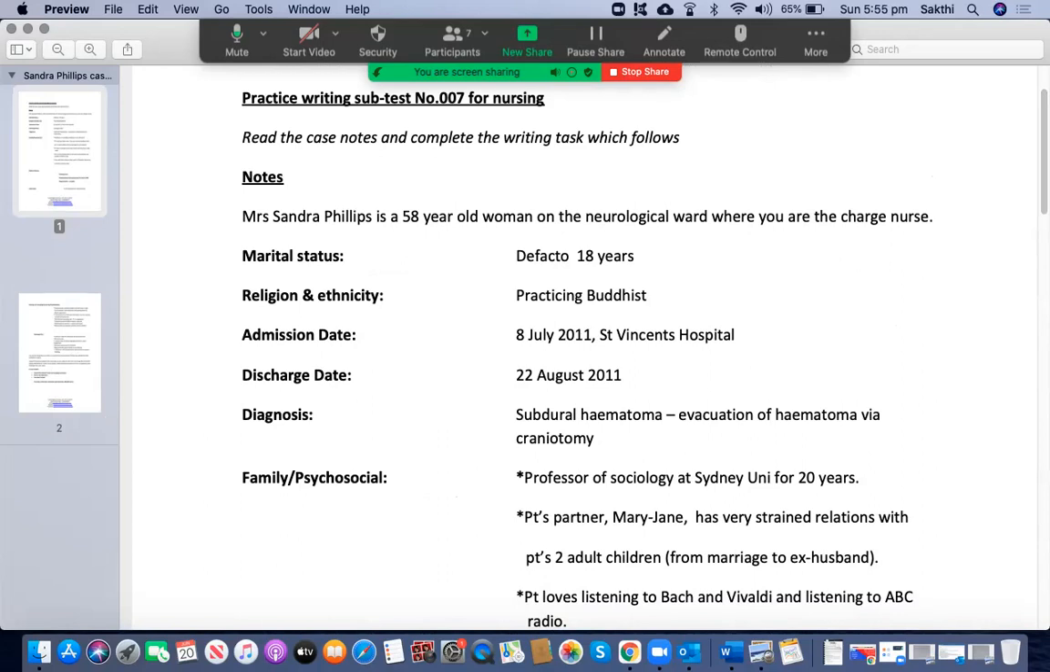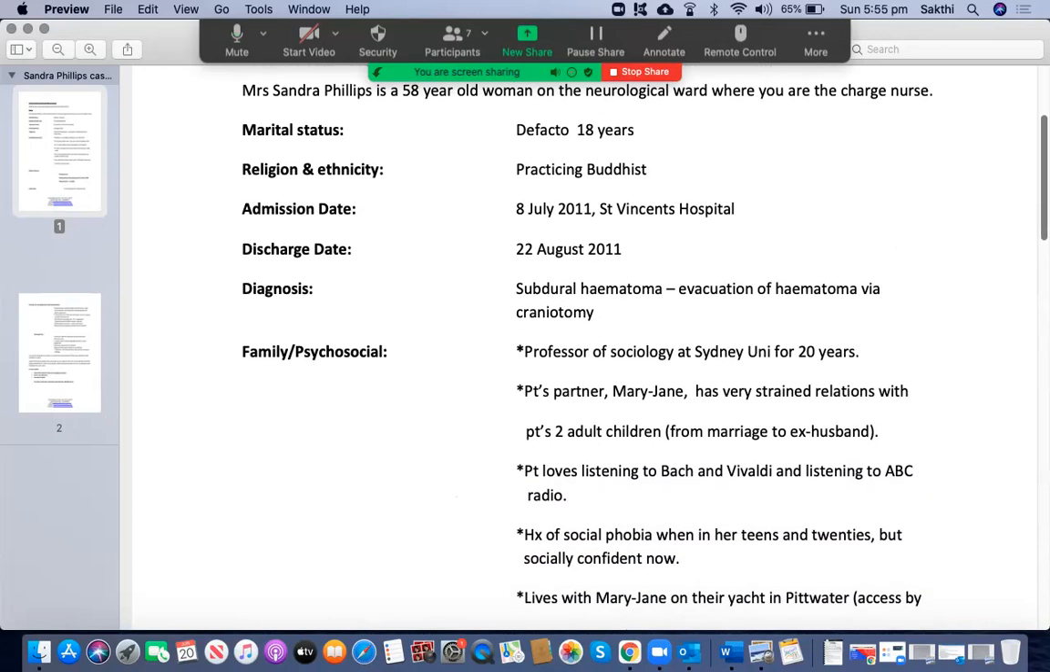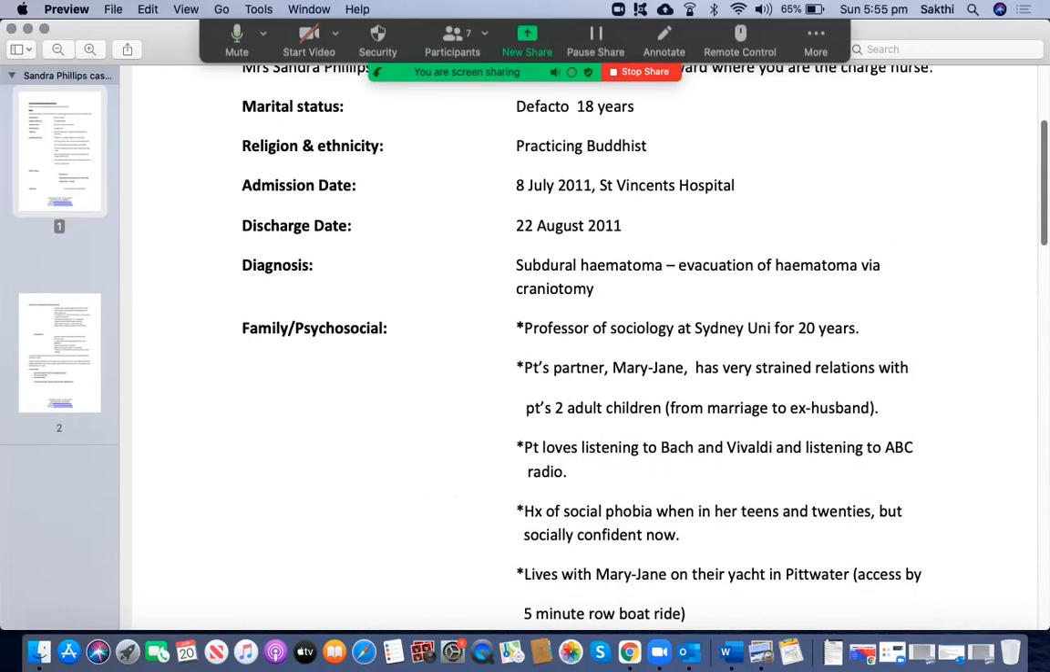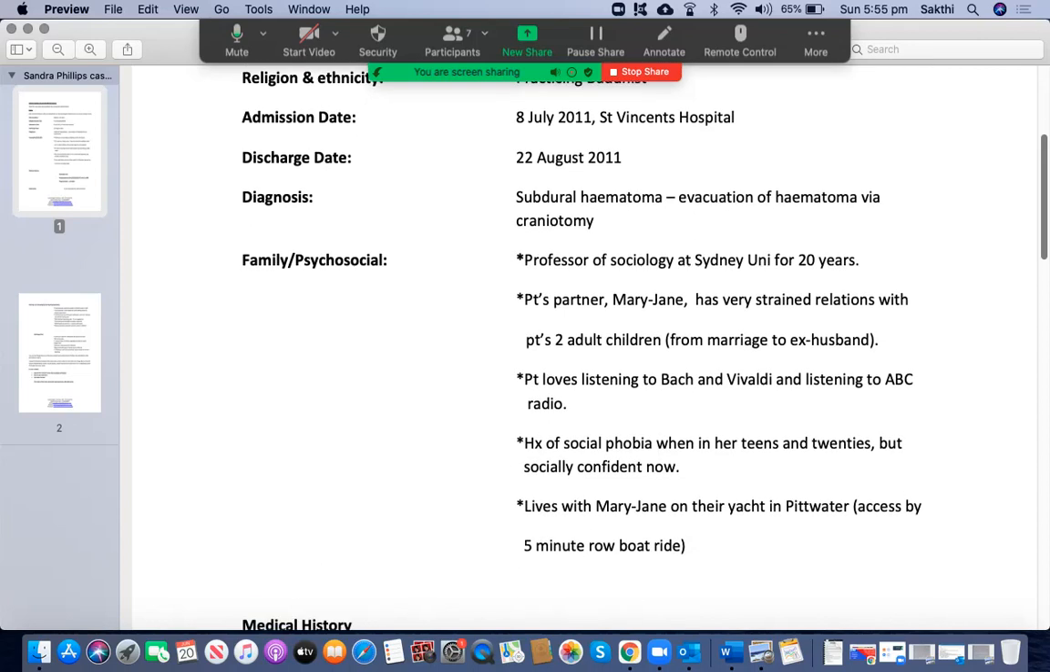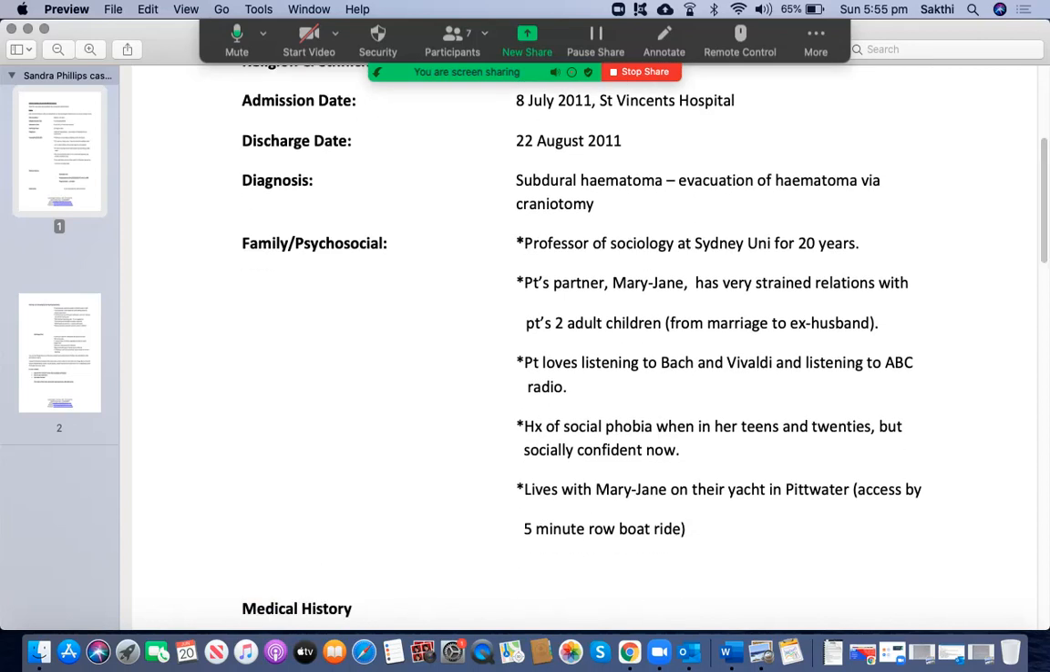Marital status: de facto, 18 years, practicing Buddhist. That's not needed. 8 July, St. Vincent Hospital. That's okay. 22 August 2011, subdural hematoma, evacuation of hematoma via craniotomy. Professor of sociology. You don't need to mention sociology professor. You can just mention professor. That's okay.